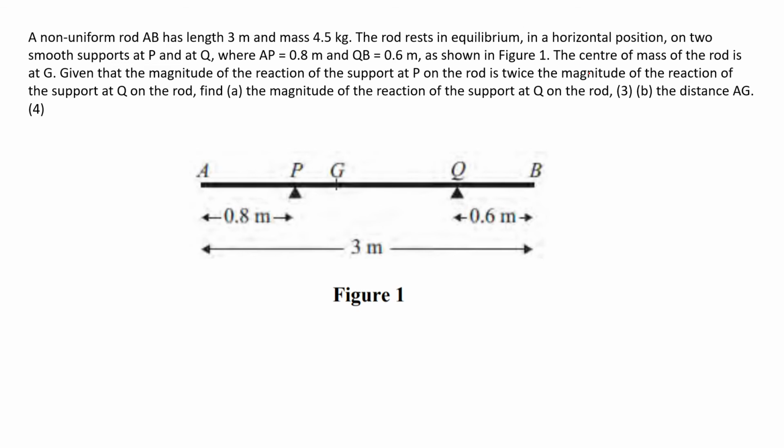Okay, let's have a look at this question. A non-uniform rod AB has length 3 meters and mass 4.5 kilograms. The rod rests in equilibrium in a horizontal position on two smooth supports at P and at Q, where AP is 0.8 meters and QB is 0.6 meters as shown in the diagram. The center of mass of the rod is at G. Given the magnitude of the reaction at the support at P on the rod is twice the magnitude of the reaction at the support at Q, find the magnitude of the reaction at the support at Q on the rod and the distance of AG.